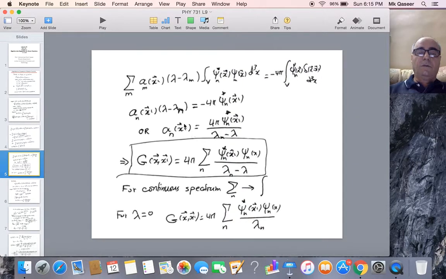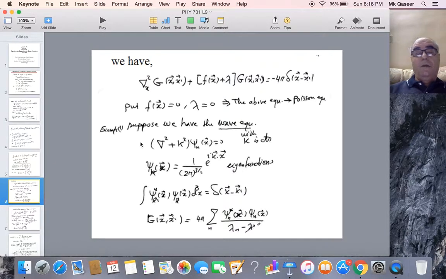Now substitute this in the expansion for the Green's function, we get this expression. If we have a continuous spectrum, we convert this summation into integrations. Note that for lambda equals 0, we get this expression. Now we have this expression. If we put f of x equals 0 and lambda equals 0, the above equation reduces to Poisson's equation.